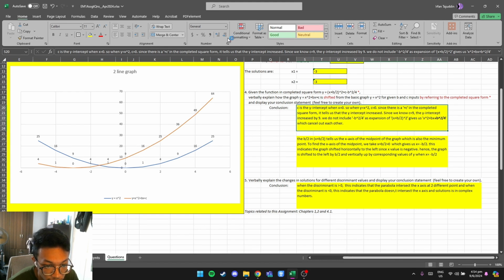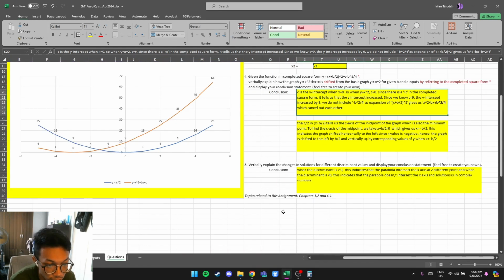To find the x-axis of the midpoint, we take x plus b divided by 2 equals 0, which gives us x equals negative b divided by 2. This indicates the graph shifted horizontally to the left as the x value is negative. Hence, the graph is shifted to the left by b divided by 2 and vertically up by corresponding value of y when x is equal to negative b divided by 2.